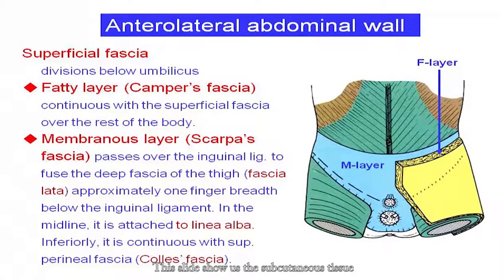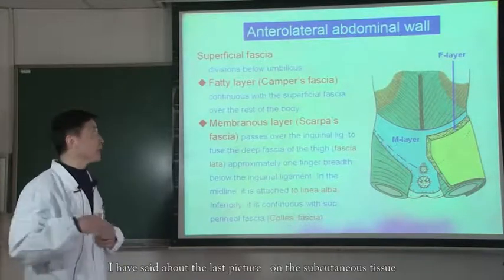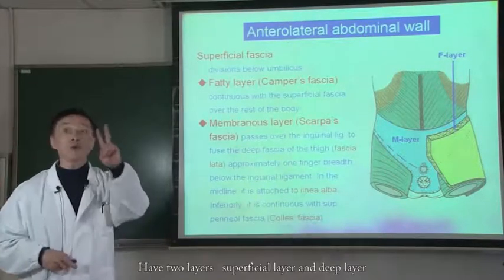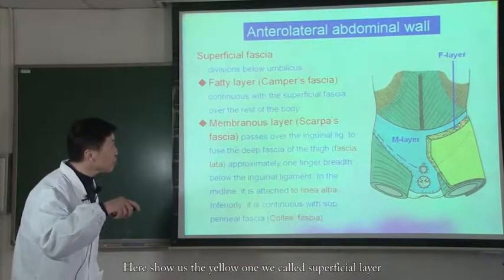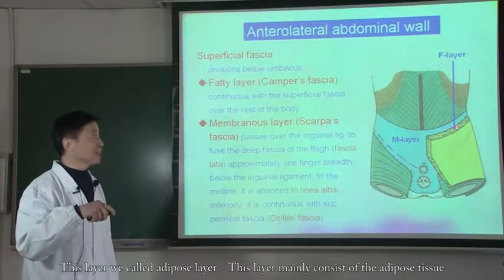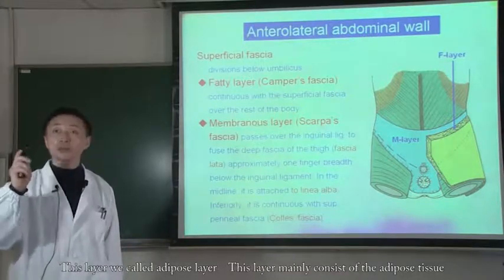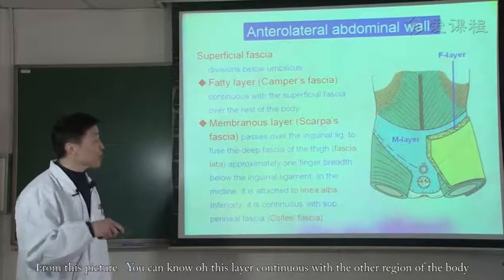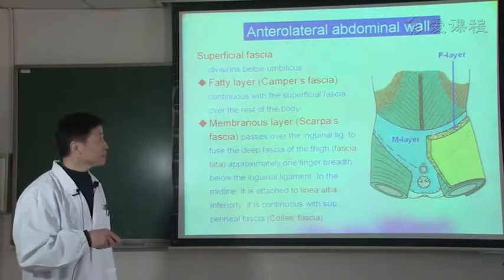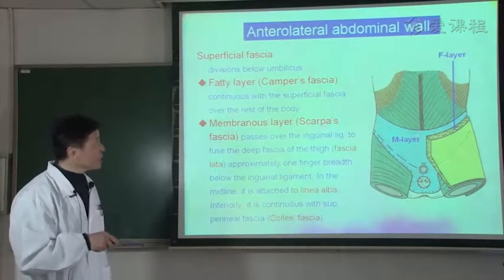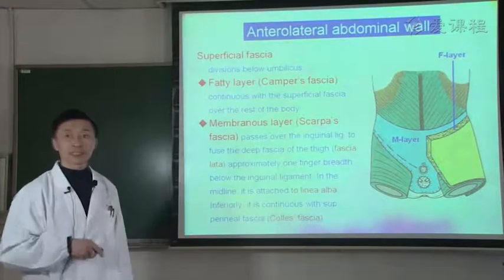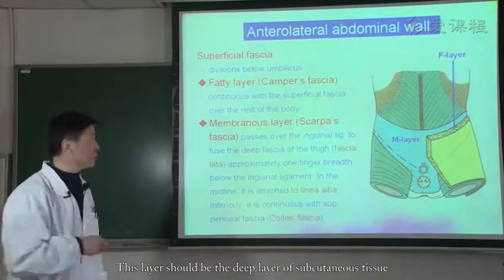This slide shows us the subcutaneous tissue. I have said about it in the last lecture, last slide. In the subcutaneous tissue, there are two layers, a superficial layer and a deep layer. Here, the yellow one we call the superficial layer. This layer we call the adipose layer. This layer mainly consists of adipose tissue. From this picture, you can know this layer continues with the other regions of the body, superiorly, inferiorly, and on both sides. But this layer, the green one, we call the membranous layer. This layer should be the deep layer of the subcutaneous tissue.